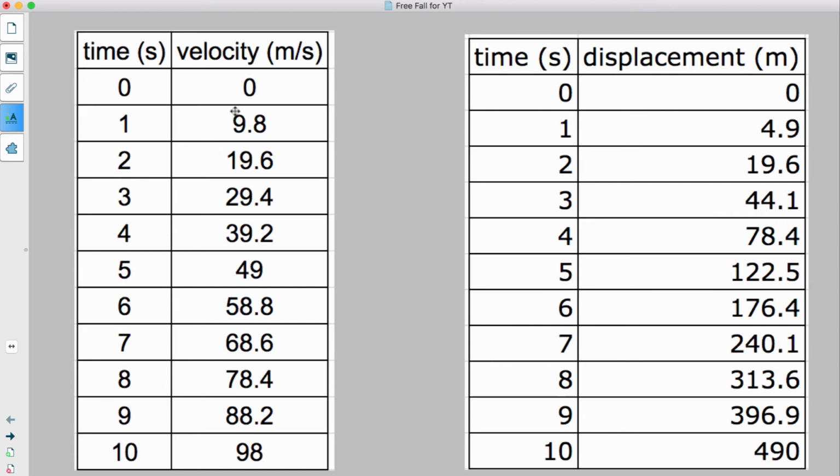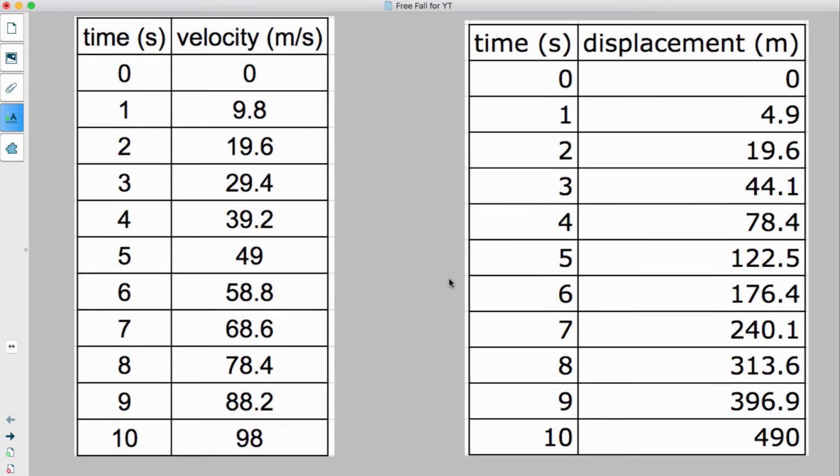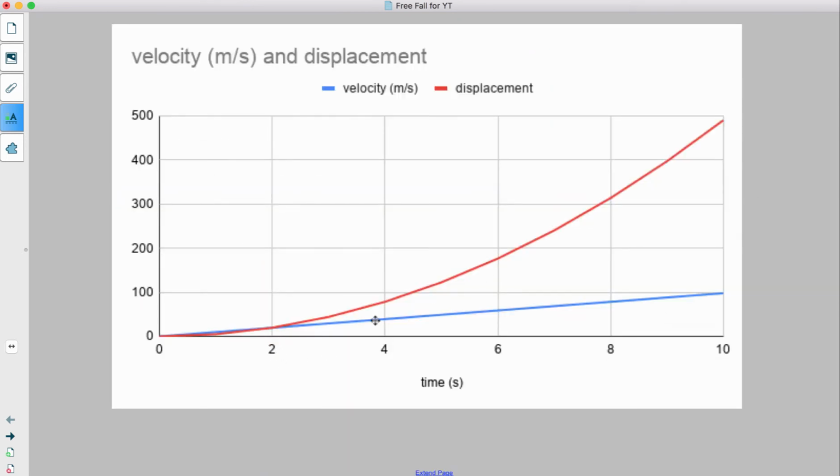So this chart shows the increasing speed or velocity without air resistance. At the end of 10 seconds, it will be going 98 meters per second. Here's our chart of displacements, and again without air resistance, at 10 seconds it will have traveled 490 meters. And as a graph, this is what it looks like. The blue line is showing the linear increase in velocity, and the red parabola is showing the exponential increase in displacement. So these were generated using a spreadsheet.